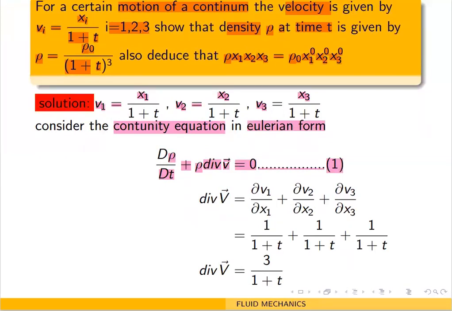Now what is divergence v? Let us find this divergence v. v is the velocity. Divergence v is nothing but ∂v1/∂x1 plus ∂v2/∂x2 plus ∂v3/∂x3. And what is our v1? v1 is x1 by (1 plus t). So what is ∂v1/∂x1? Differentiation with respect to x1 gives 1 by (1 plus t). Plus, similarly, you differentiate v2 with respect to x2. It is 1 by (1 plus t).